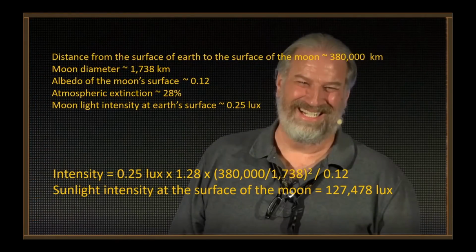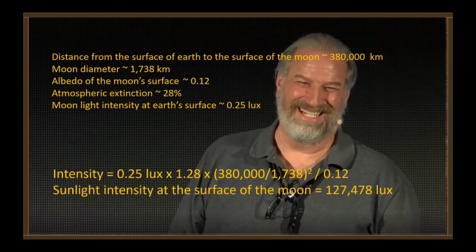Well, I got an idea. Let's see what damn difference that makes if we actually do the calculations correctly. I said we were going to do this earlier, so let's take a crack at it. Let's assume the distance from the surface of the Earth to the surface of the Moon is about 380,000 kilometers. Let's assume the Moon's diameter is 1,738 kilometers. Let's assume that the albedo of the Moon's surface, in other words, the amount of light it actually reflects, is 12% of what it receives from the sun. Let's assume that our atmosphere has an extinction of about 28% of the light that it receives. And let's assume that the moonlight intensity at Earth's surface is about 0.25 lux. You can look it up and you'll find quite a range, but 0.25 lux is not a bad estimate.